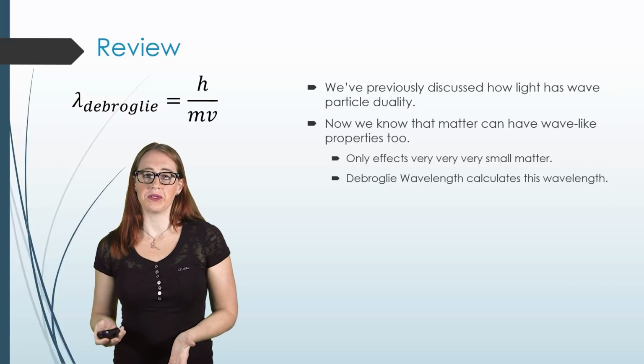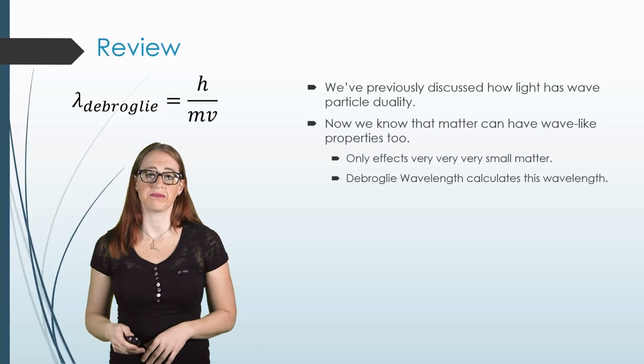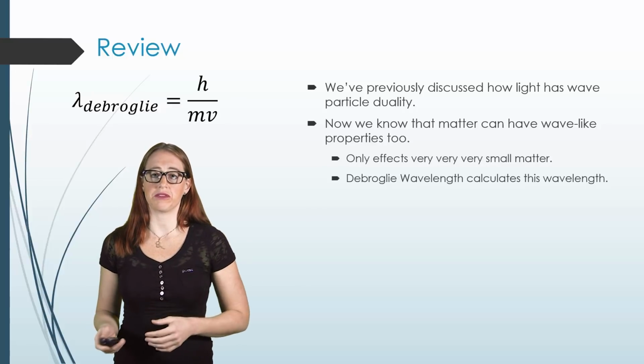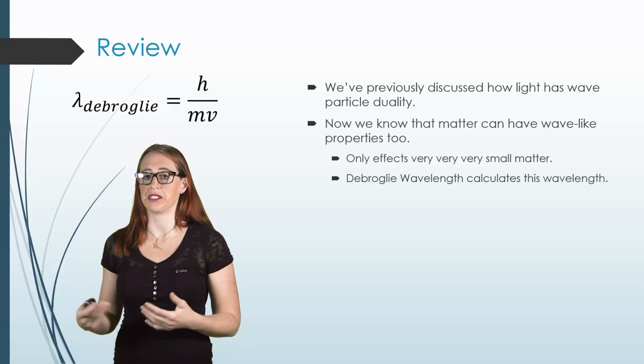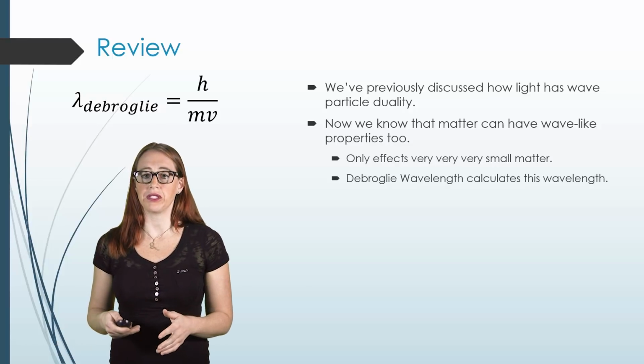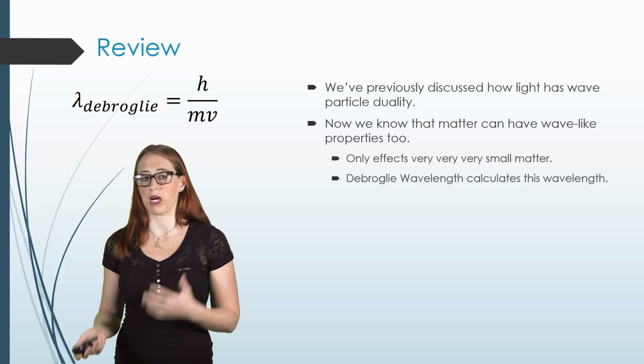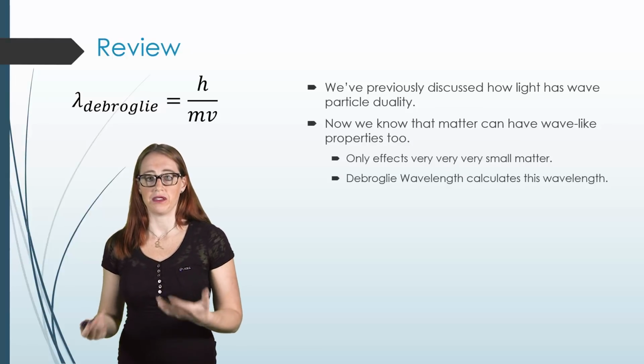We now know that not only does light have wave-particle duality, but so does matter. Though this really only makes a difference for extremely small matter like electrons and protons and such. We can calculate the wavelength for any particle by using the equation for the de Broglie wavelength. It's just oftentimes these wave-like properties don't make a difference to the matter.